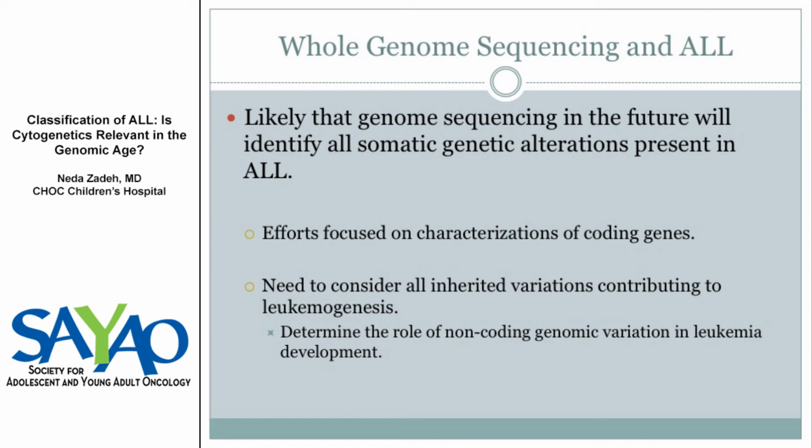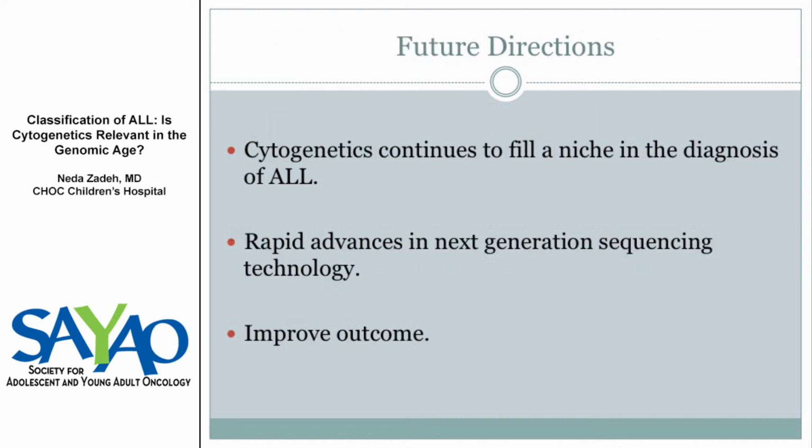And I think efforts will also be really focused on further characterizing somatic genetic aberrations in coding genes, but we should also be looking at inherited variations that could be also contributing to leukemogenesis. And this aids in determining the role as well of non-coding genomic variation in leukemia development. And so my last slide here is to really talk about where I think we're going to go.